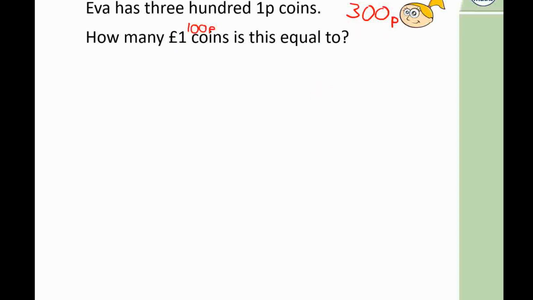300p is £1? No. Yeah, because 100p is £1, okay? Essentially, you're doing 300 divided by 100, which equals 3 to get the answer. This is £1, the 100p.